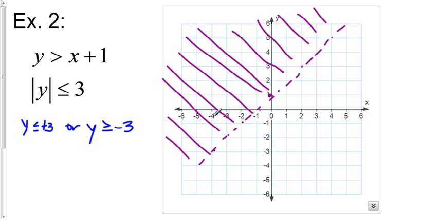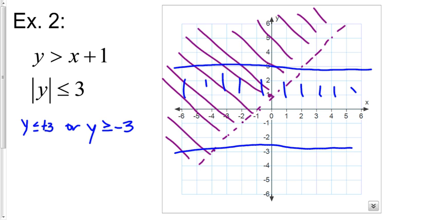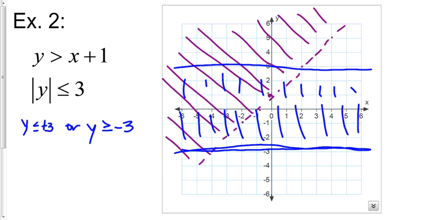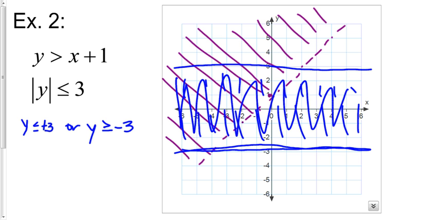Okay, so these are going to be horizontal lines. The first one is at positive 3. Y is less than or equal to positive 3. That means my shading is going to go below. Then I've got y is greater than or equal to negative 3. Make my line a little bit better. There it is. And this one's going to go above. And so the shaded region here for the second graph is in between these 2 lines here.